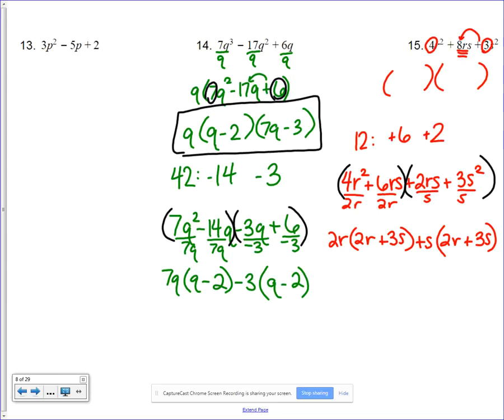Come on. What is my repeated factor? What's the leftover factor? Wonderful. And that is my final answer.